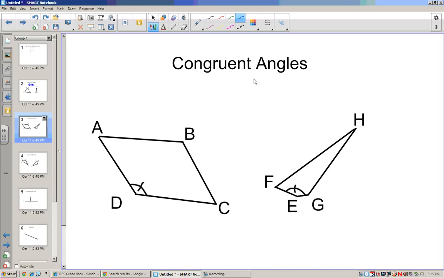Now when we're looking at congruent angles, we draw a little angle there. And sometimes we draw a line and sometimes we draw a second angle on top. So these two have the same markings, so we know they're congruent. So I would say angle ADC, starting at ADC, that angle will be congruent to angle FEG.